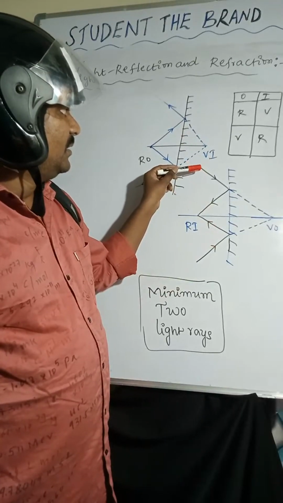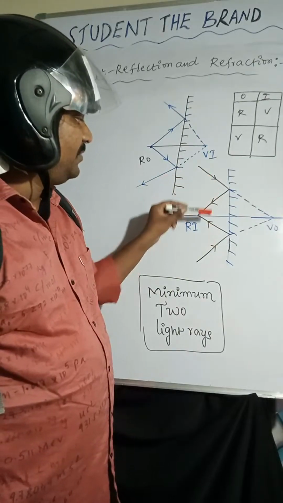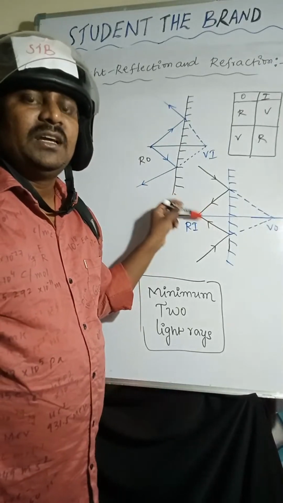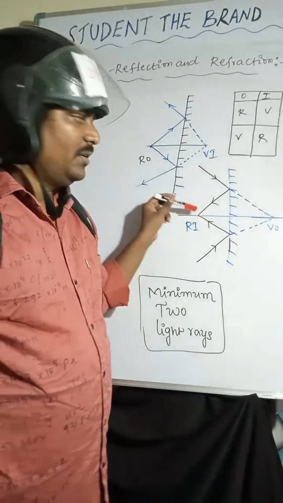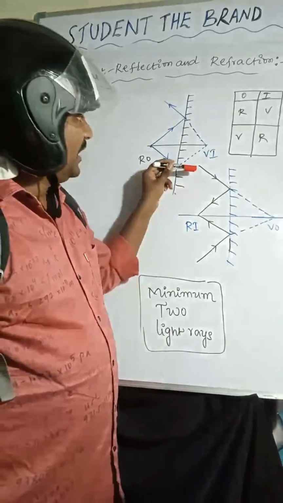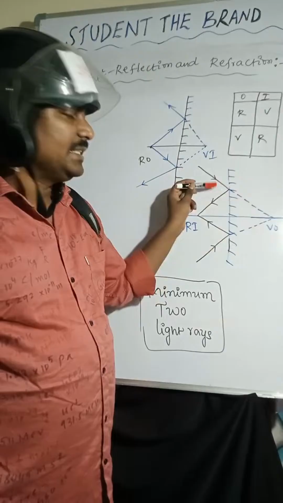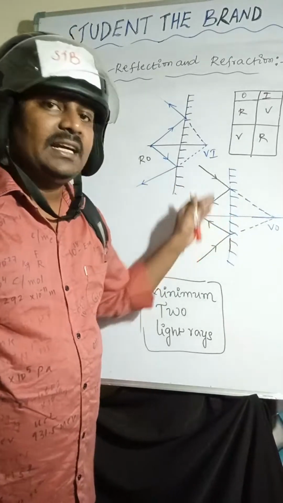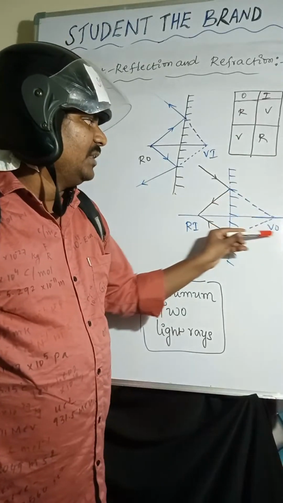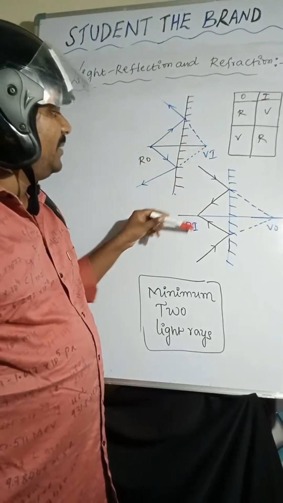Here, reflected light rays are meeting directly at this point. So this is a real image. Reflected light rays are meeting directly, that's why it's a real image. We are extending these incident light rays. Extended incident light rays are meeting at one point. That is a virtual object. So: real object, virtual image; real image, virtual object.